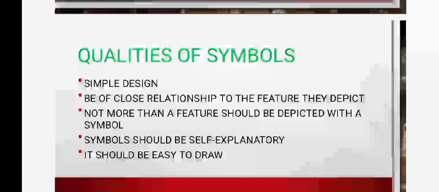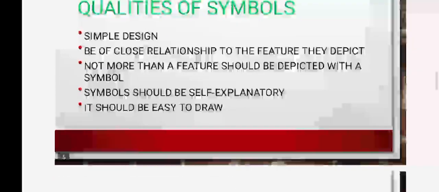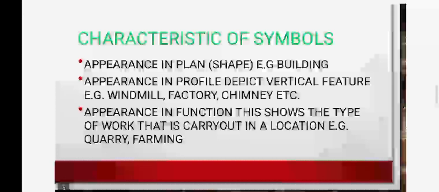It shouldn't be that you say this is pond, and this is lake, and you use one symbol to do that. No, it shouldn't be. So don't use two symbols or graphics to depict one picture, or two pictures to use one graphic or symbol. Next, it should be self-explanatory. It should be easy to draw. Okay, so those are the qualities of symbols that are used in cartographic mapping.